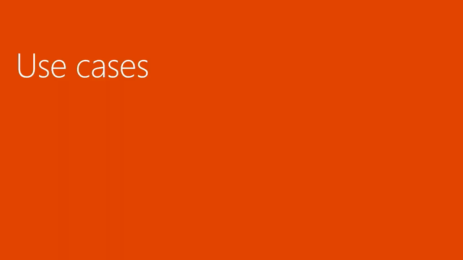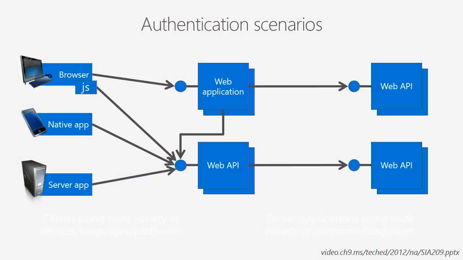Okay, so let's talk about use cases. There's a number of authentication scenarios that you can have. Top left, you've got the browser, and you've got JavaScript. That can call a web application. That web application can call a web API. Bottom left, you've got native apps and servers. They can call web APIs, and web APIs can call other web APIs. Okay, so those are the typical use cases that we come across in the authentication world.